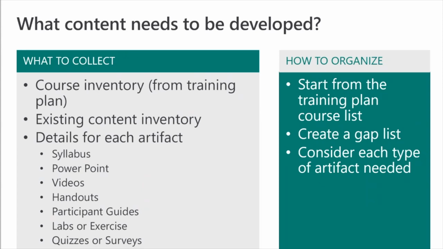You're also going to need to think about what those details are for each artifact. And so there's some examples listed out here on the slide. Once you know what you already have, then you can create a gap list of content that needs to be developed, or in some cases, maybe just updated, with new screenshots of the new version of the software.